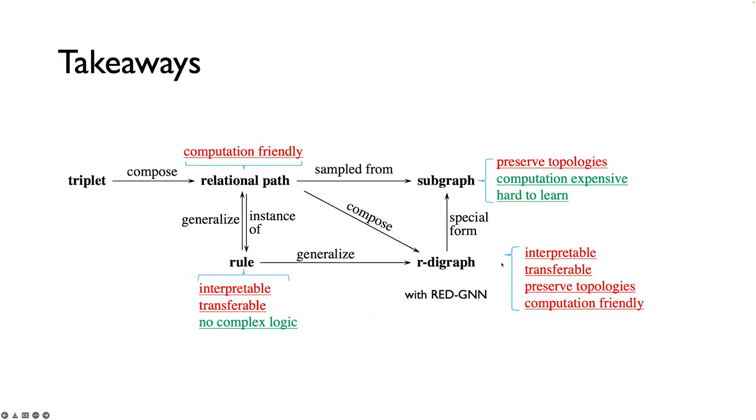Finally, we summarize this paper here. In the literature, relational sparse rules and subgraphs are different data structures for KG reasoning. They have different advantages and weaknesses. We propose the relational digraph, called R-digraph, as a new kind of subgraph structure that is interpretable and transferable to unseen entities. It preserves the local topologies with well-designed graph neural networks, and besides, our digraph is computation friendly.